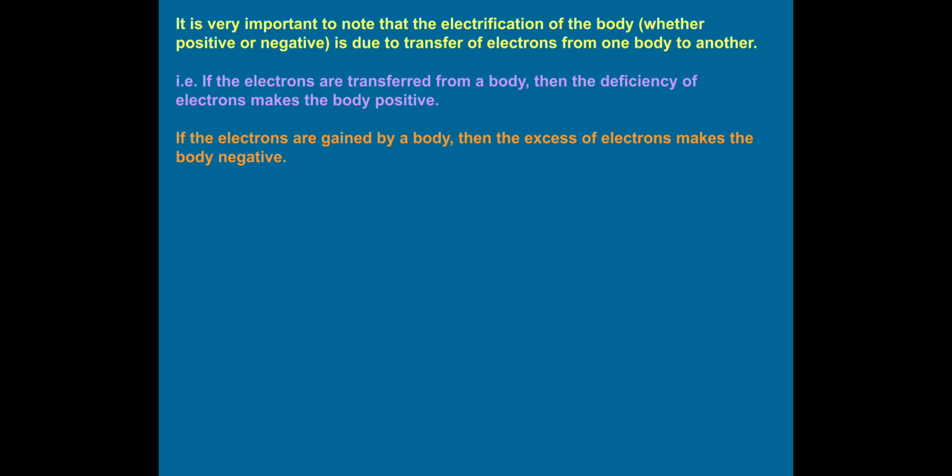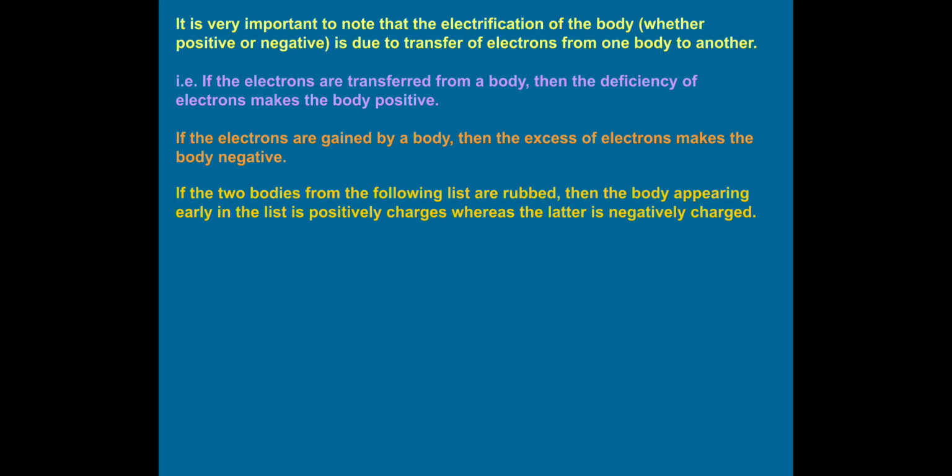If electrons are gained by a body, then the excess of electrons makes the body negative. In first case, silk acquires negative charges, so it becomes negative. In second case, ebonite rod gets the electrons from the fur, so ebonite becomes negative. If two bodies from the following list are rubbed, then the body appearing early in the list is positively charged, whereas the latter is negatively charged.